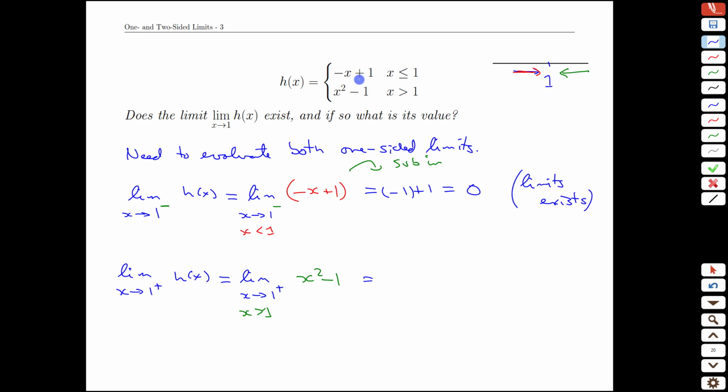Now again, the piecewise nature of h over the whole real line doesn't matter. All we're worried about is the stuff on this interval here graphically. And because we only have the one thing to worry about, we can simply sub in the values now, because x squared minus 1 is continuous. And so we'll get 1 squared minus 1, which is also 0.